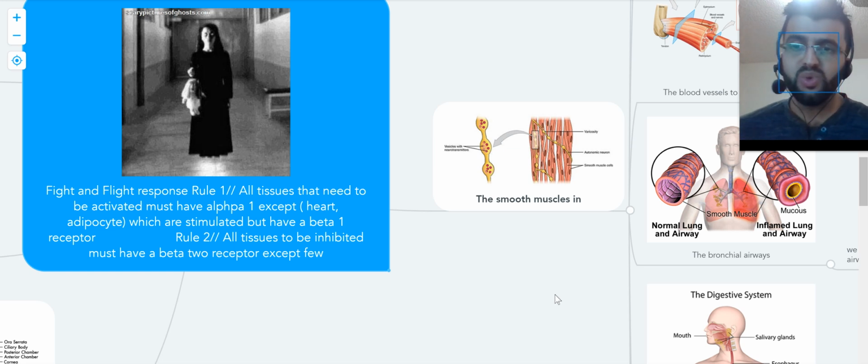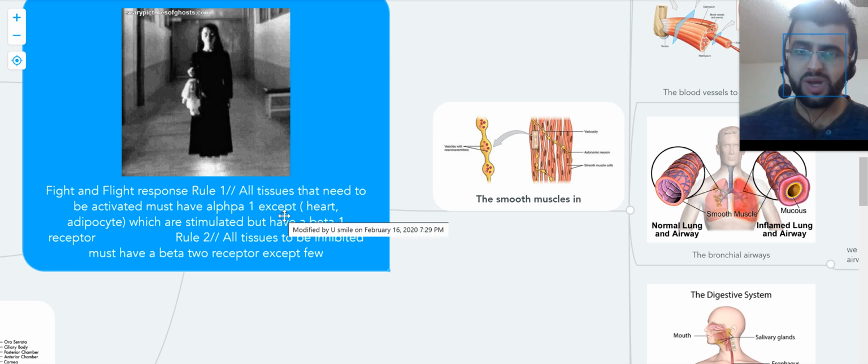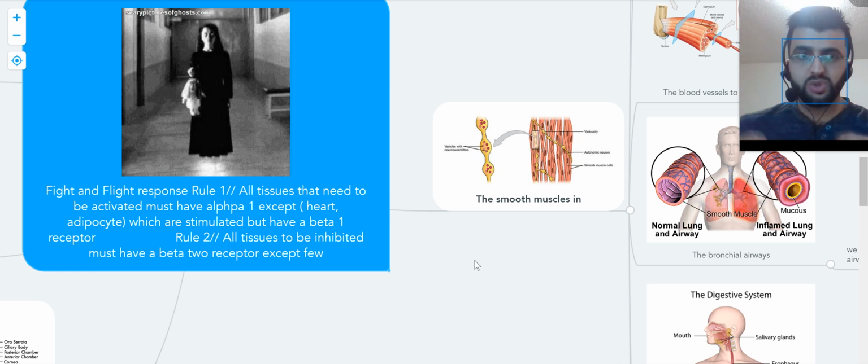So rule number one: when you are at home alone and you see a ghost running after you, you need to run away. At that time, there are tissues that help you achieve the action movie, and there are tissues that are not going to help you at that time. For example, the heart. We need the heart to pump faster. The bronchioles of the lung need to dilate, relax. And the digestive system and urinary system need to shut down, because it's not the time to digest my food. It's not the time to go to the bathroom.